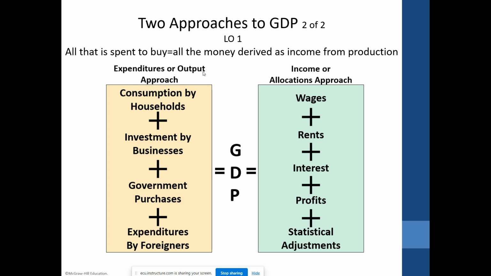More illustrations of the two different approaches to measuring GDP are provided on this slide. On the left, the expenditures approach measures GDP as a sum of four items. 1. Consumption by households. 2. Investment by businesses. 3. Government purchases. And 4. Expenditures by foreigners.